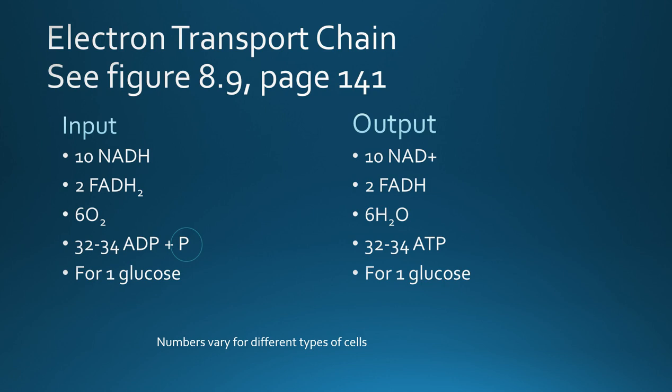Here are your ins and outs of your electron transport chain. Notice that there is a range here for the ATP that are made. We will talk about where that range comes from the next time I see you. In the electron transport chain is where the bulk of your ATP is being generated. This is going to differ a little bit for different types of cells.